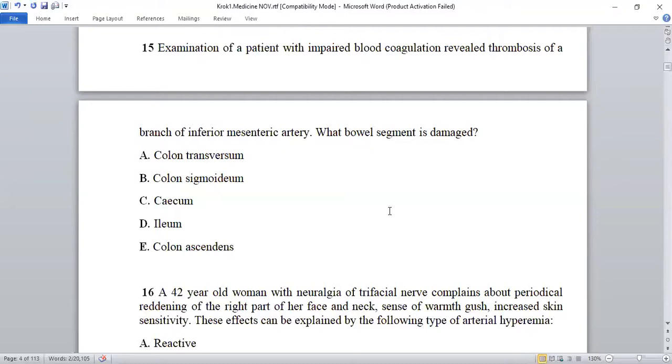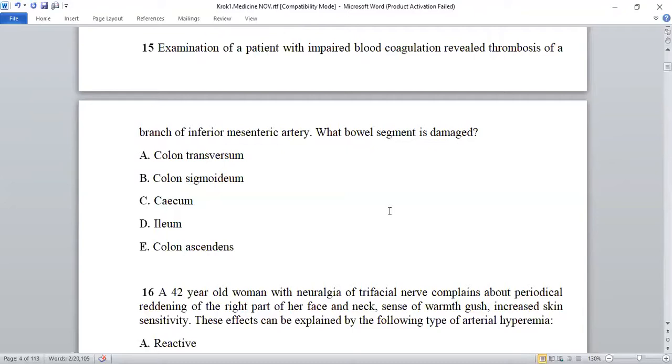Okay, thank you. So let's move on. Question number 16. Let me also read some. A 42-year-old woman with neuralgia of trifacial nerve. That is a trigeminal nerve, okay? The trifacial nerve they are talking about is the trigeminal nerve.